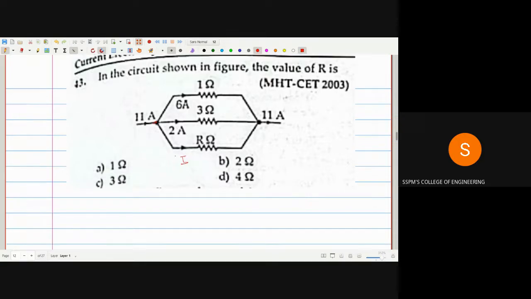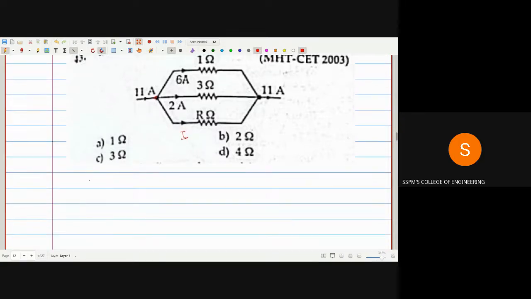So after applying KCL, what will be the relation for I?